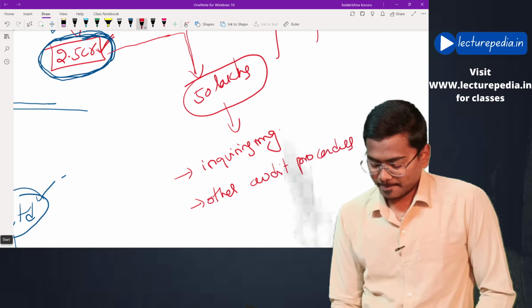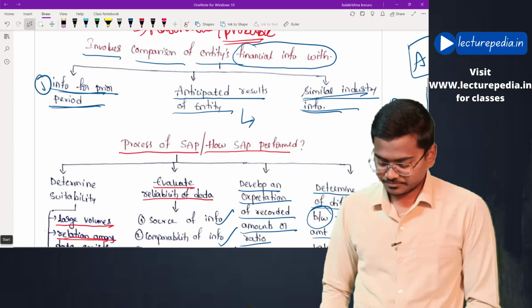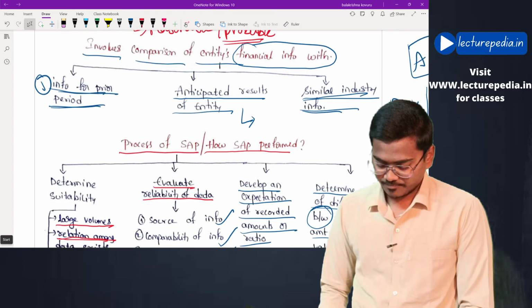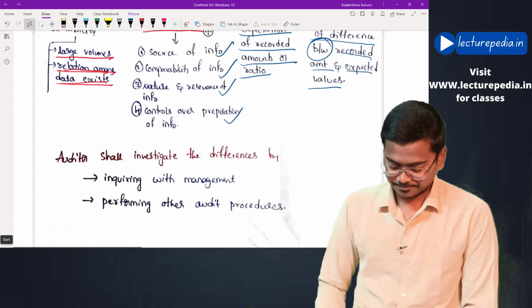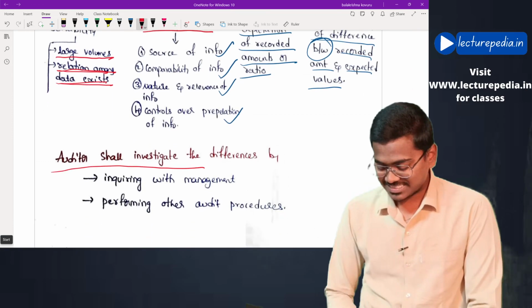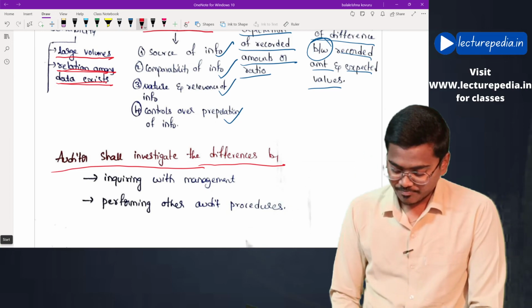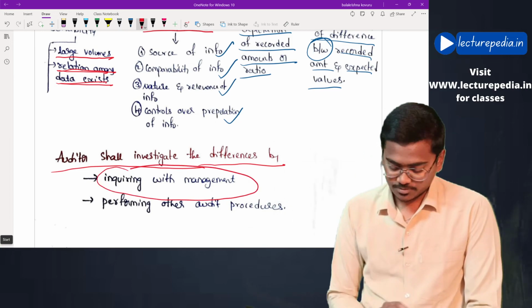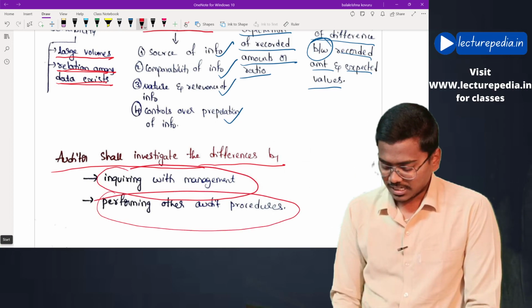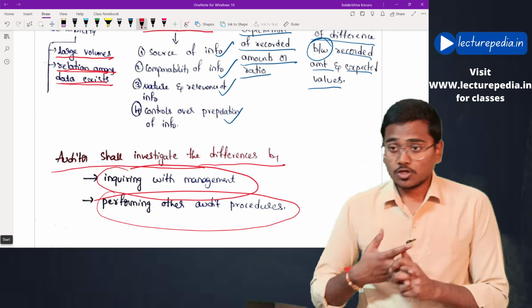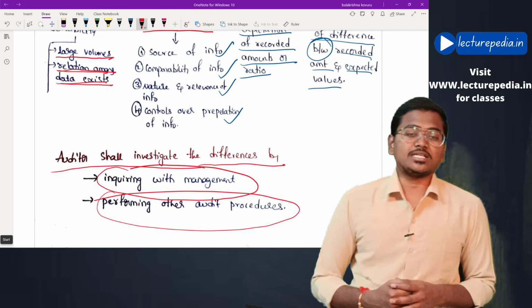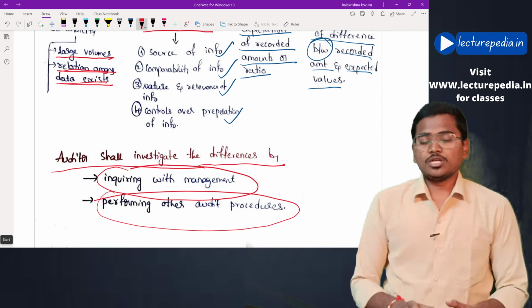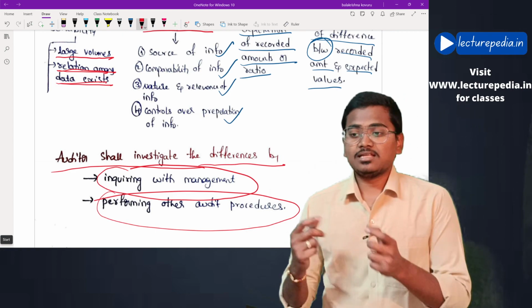Okay, this is how analytical procedures, substantive analytical procedure, is performed. The auditor shall investigate the differences by inquiring with the management and performing other audit procedures. Hope this is clear. By this, revision of SA 520 has been completed. We will meet with SA 530 in the next class.